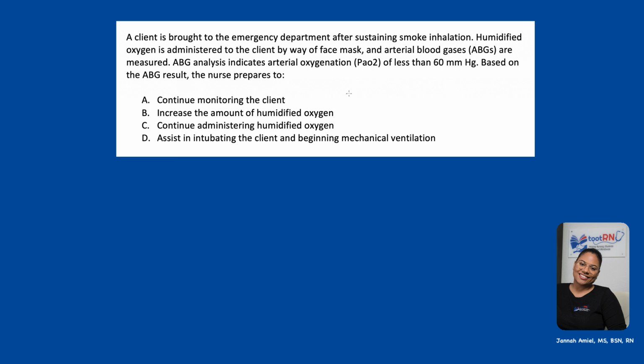It reads: a client is brought to the emergency department after sustaining smoke inhalation. Humidified oxygen is administered to the client by way of face mask, and arterial blood gases are measured. ABG analysis indicates arterial oxygenation of less than 60 millimeters of mercury. Based on the ABG result, the nurse prepares to: option A, continue monitoring the client; option B, increase the amount of humidified oxygen; option C, continue administering humidified oxygen; and option D, assist in intubating the client and beginning mechanical ventilation.